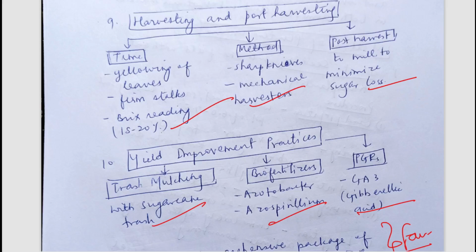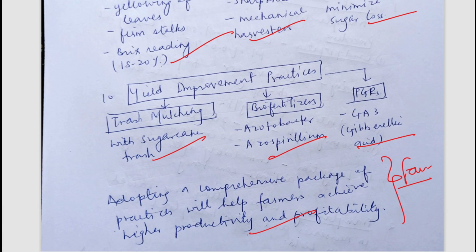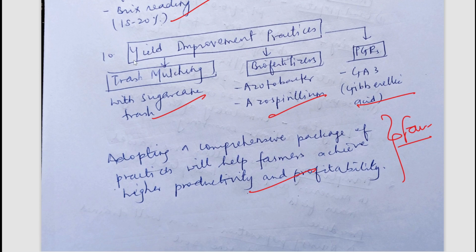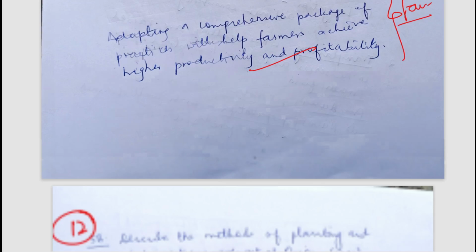harvesting and post harvest have been mentioned, and yield has been mentioned. So, a well written answer. I hope you like it. And for yield improvement practices, you can do trash mulching, use of biofertilizers. PGRs can be used such as GA3. What does GA3 do? It elongates the distance between two internodes and increases the height of sugarcane. So with the increase of height of sugarcane, the content of the sugar juice, or you can say the liquid content of the sugarcane increases. So that could be done.